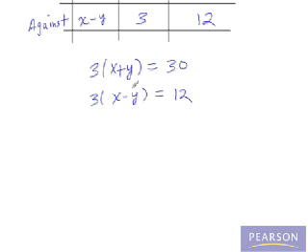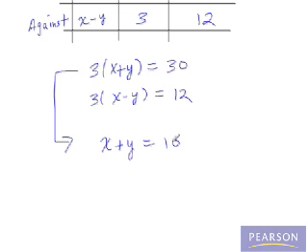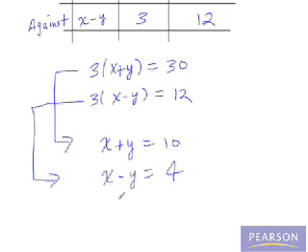Now we can make things a little easier on us here. Notice that I can divide both sides of the equation by 3, both the top equation and the bottom equation. Both sides are divisible by 3. So dividing the top equation, both sides by 3, would give us x plus y is equal to 10, and dividing both sides of the bottom equation by 3 gives us x minus y equals 4.